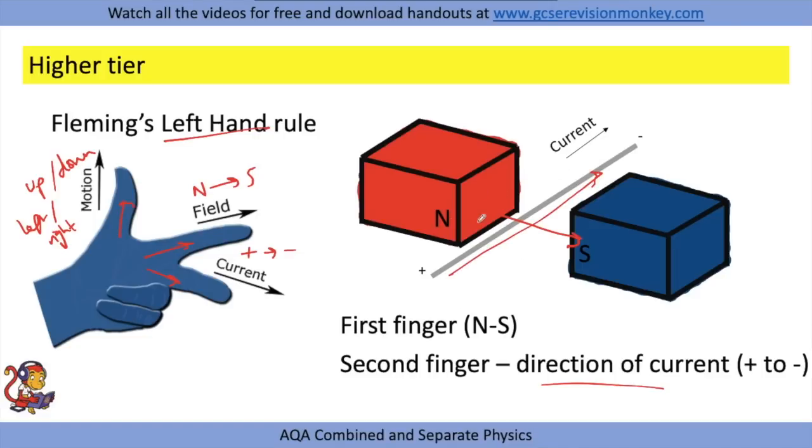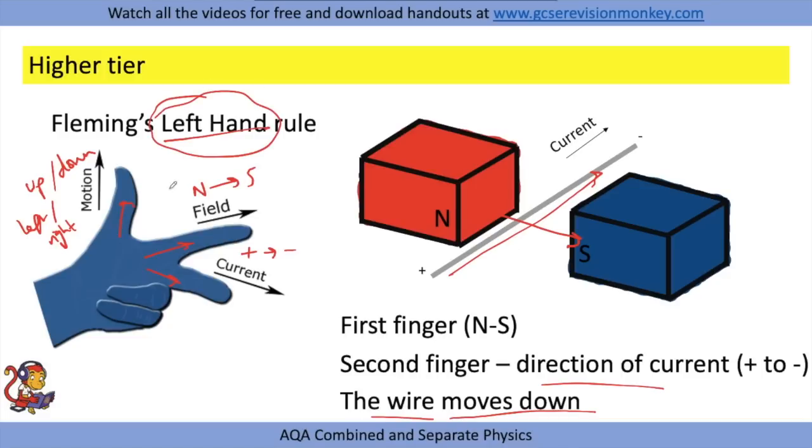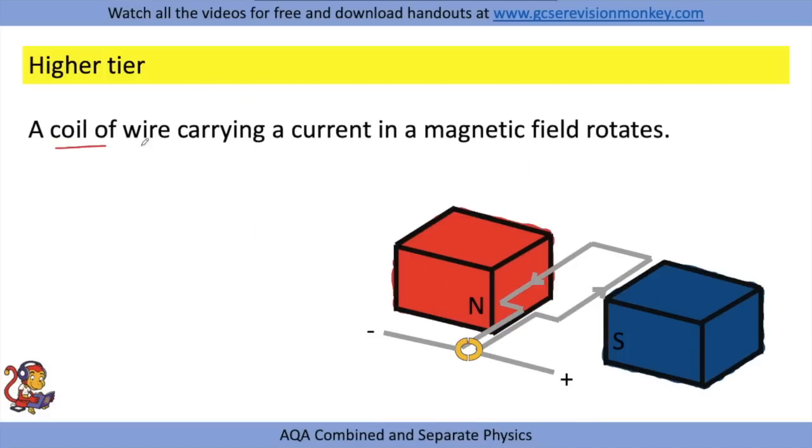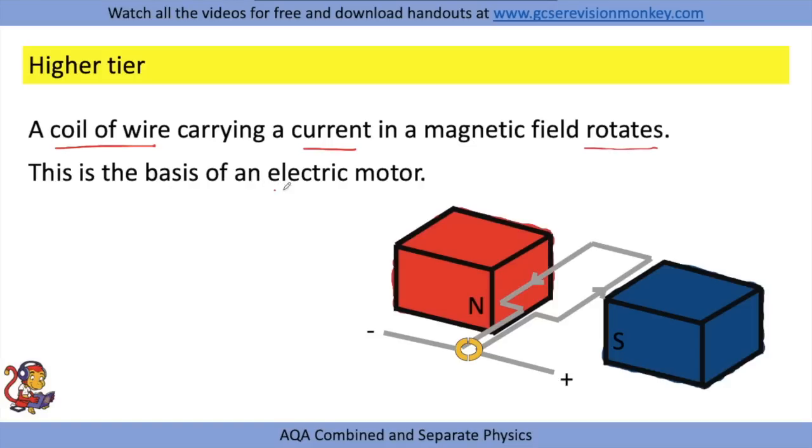And when you do that, automatically your thumb should now be pointing downwards, and that will tell you that the wire moves down. If it's not pointing downwards, you may be using the wrong hand. You've got to use the left hand for Fleming's left-hand rule. So when you have a coil of wire carrying a current in a magnetic field, it will rotate. And this is the basis of an electric motor.